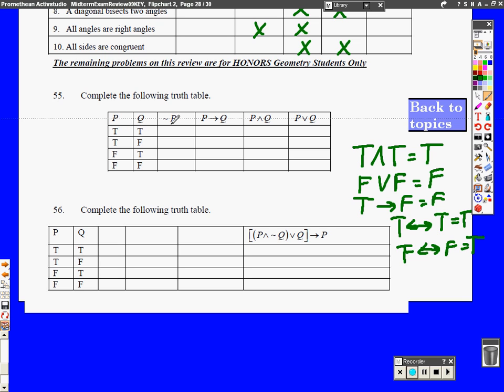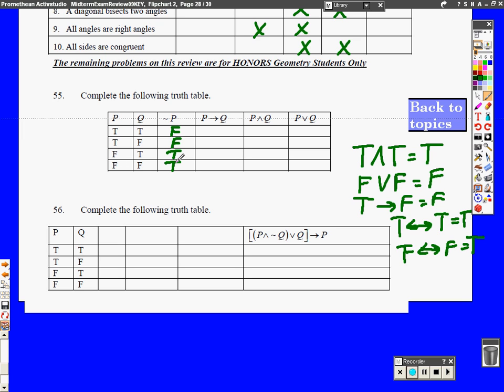So in this truth table, the first column asks us to find the opposite of P. So we go to the P column and we take the opposite of all of their values. The opposite of T is false. The opposite of T is false. The opposite of false is T. The opposite of false is T.